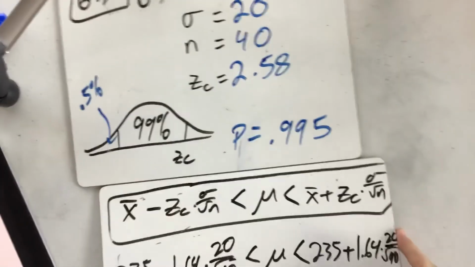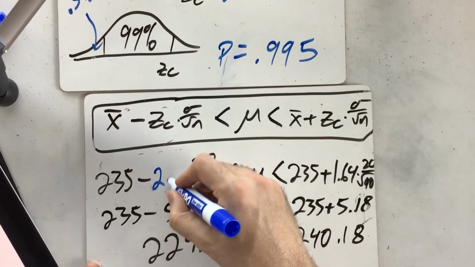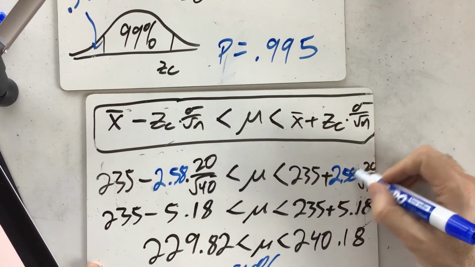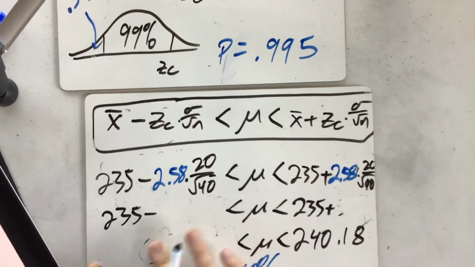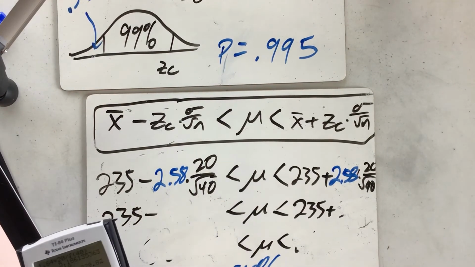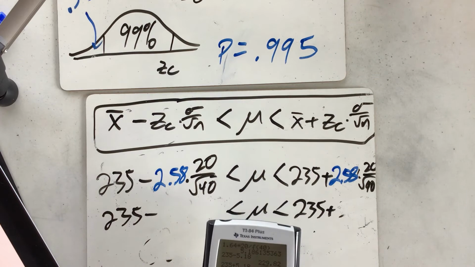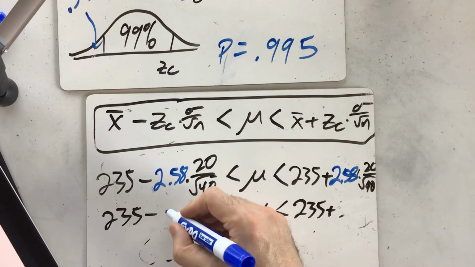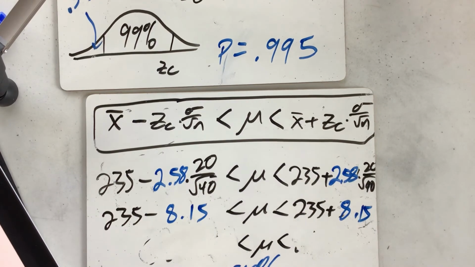So when I come over here and start calculating, that means this 1.64 changed to 2.58. And that means that number changed, and it will make that number change. Let's calculate those out. So now I'm going to do 2.58 times 20 divided by the square root of 40. And I'm going to get 8.15. 8.15 sounds good. And then I'm going to add and subtract that on there.